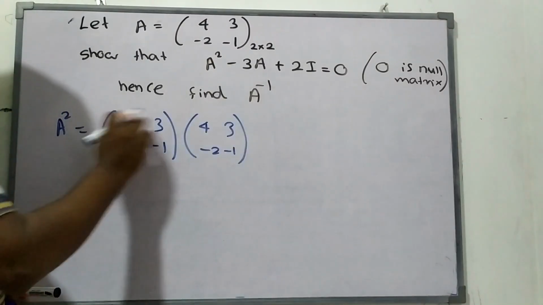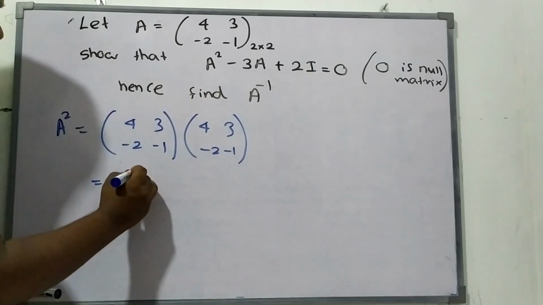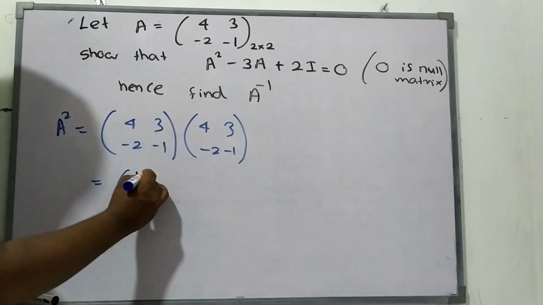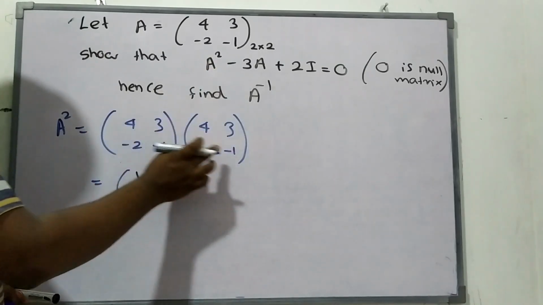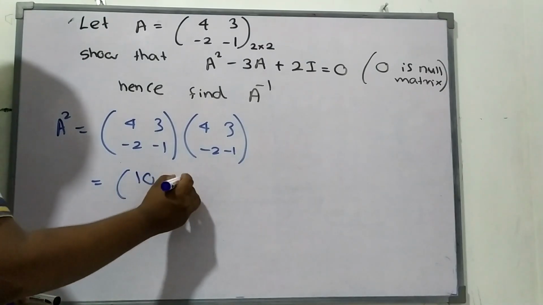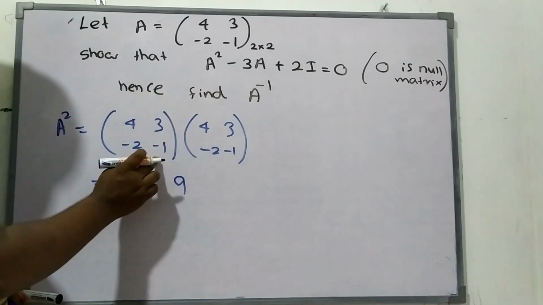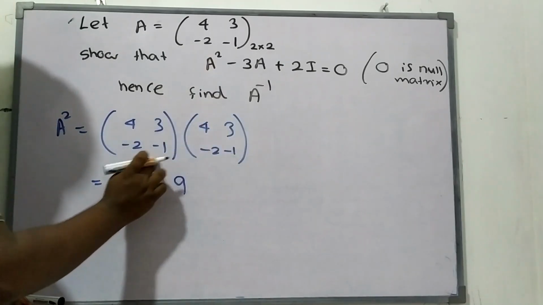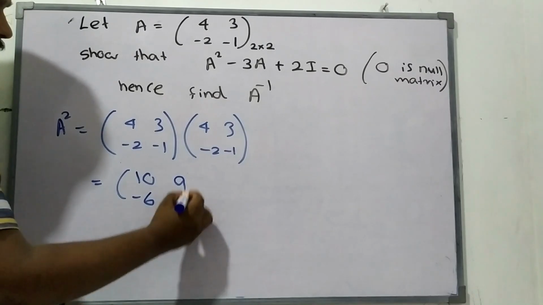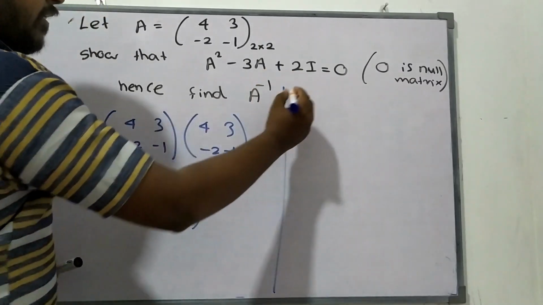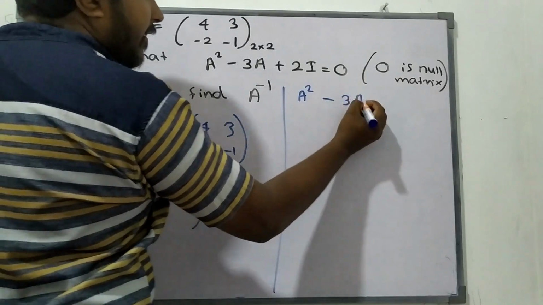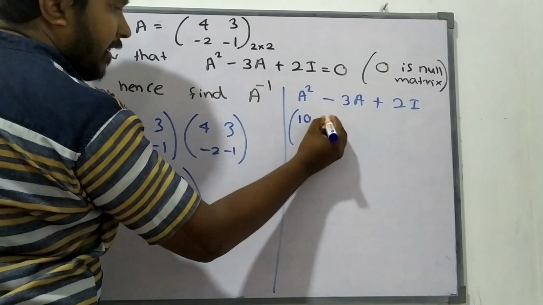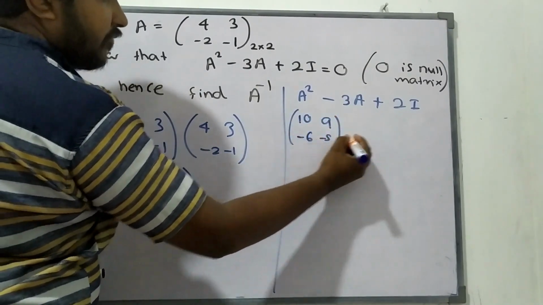This is 16 plus 16 minus 6, it's 10. 12 into minus 3 is 9. Minus 8 plus 2, minus 6. Minus 6 plus 1, minus 5. This is A square. Therefore, A square minus 3A plus 2I. A square is 10, 9, 6, minus 5.